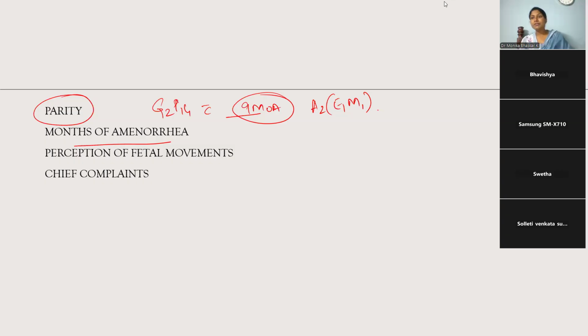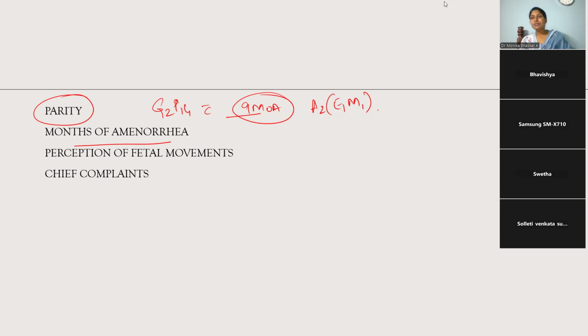Sorry. So why is perception of fetal movements important? Firstly, we have to know that the fetus is viable and whether she's perceiving fetal movements well. And it's the utmost important thing you have to ask past mid gestation, that is after 20 weeks of gestation. So immediately after you ask about the perception of fetal movements, then you have to ask her about her chief complaint. So once you present the socio-demographic factors, then you can directly tell she's a gravida 2 para 1 living 1 with 9 months of amenorrhea.